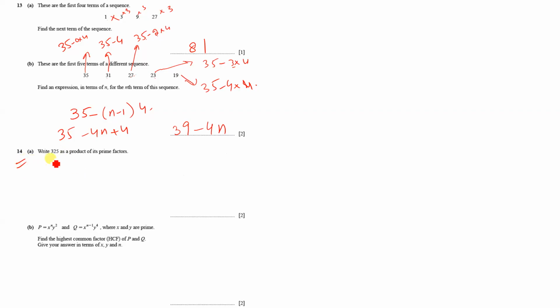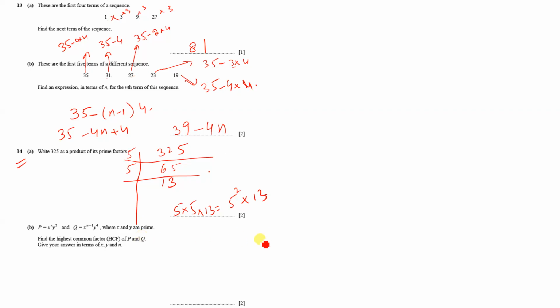Question number 14. Write 325 as a product of its prime factors. So let's factorize this, 325. This can be divided by 5. So 5 times 65 is 325. And this is again a multiple of 5. So 5 times 13. So 13 is a prime number. So these are the factors, that is 5 times 5 times 13, or you can write it as 5 squared times 13.